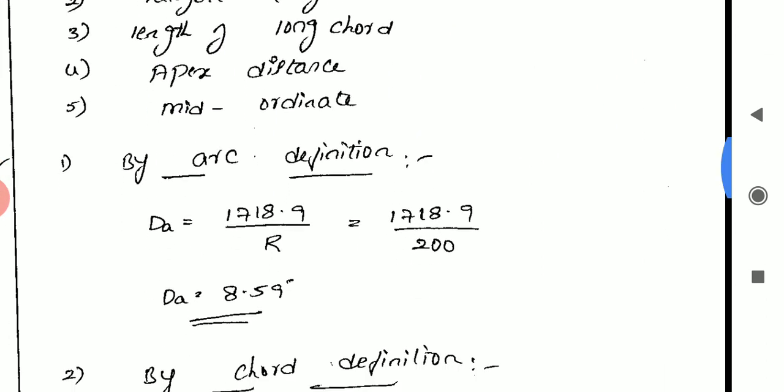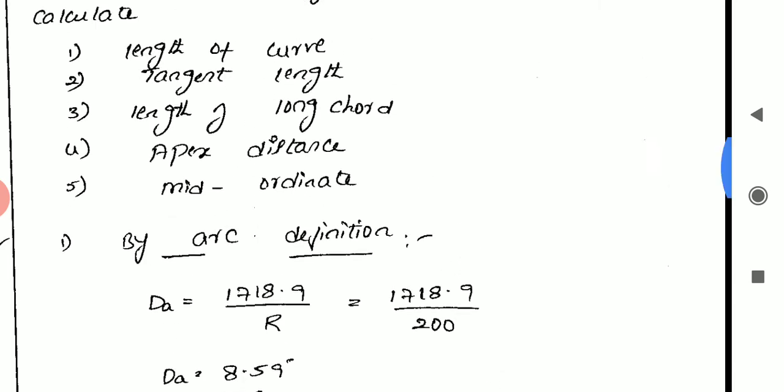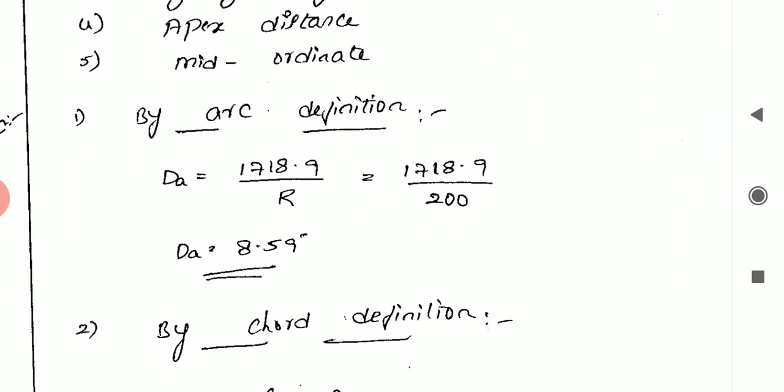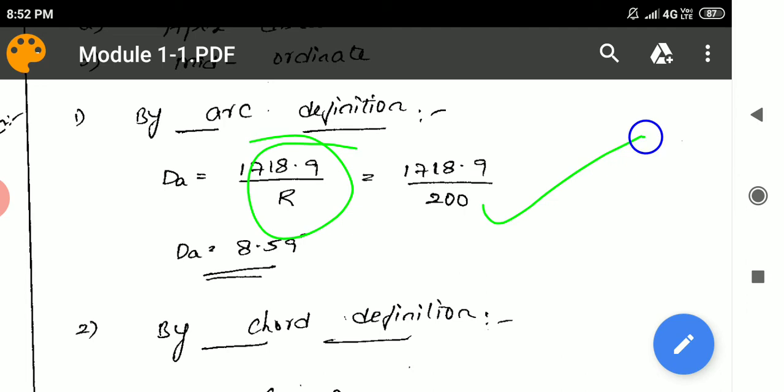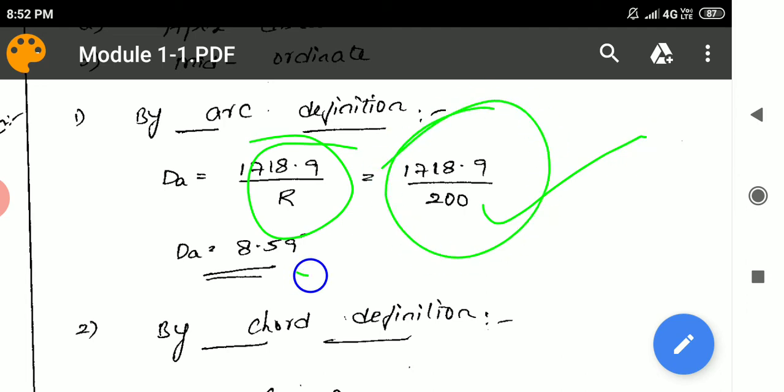Okay, by arc definition, the dA formula is 1718.9 divided by R, and he already mentioned R. So by using these values I will get the dA value.